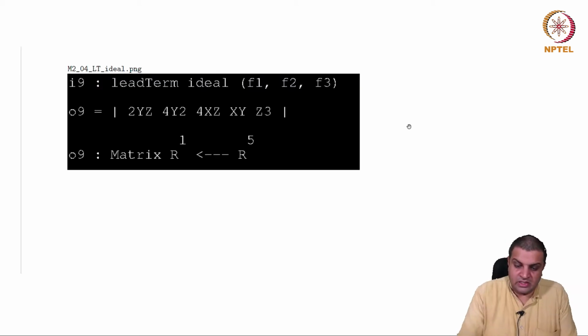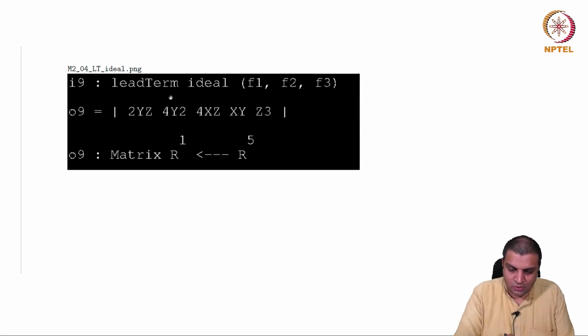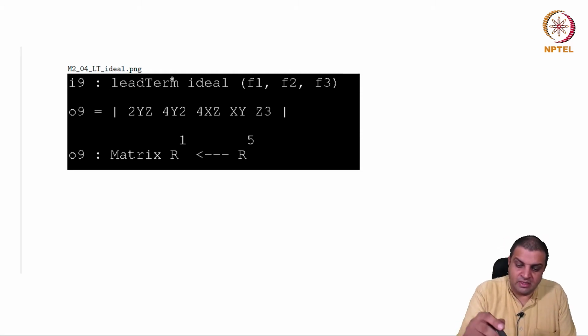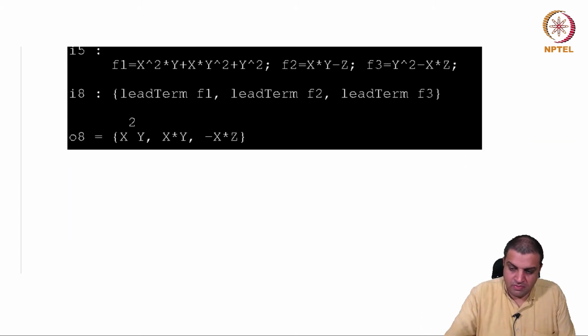So the command for computing the initial ideal is also lead term. If you give lead term, it will check its argument and decide what is to be computed. So we ask lead term of the ideal generated by f1, f2 and f3. Recall f1, f2, f3 are these, and their lead terms are x squared y, xy and xz, with coefficient -1 times xz.